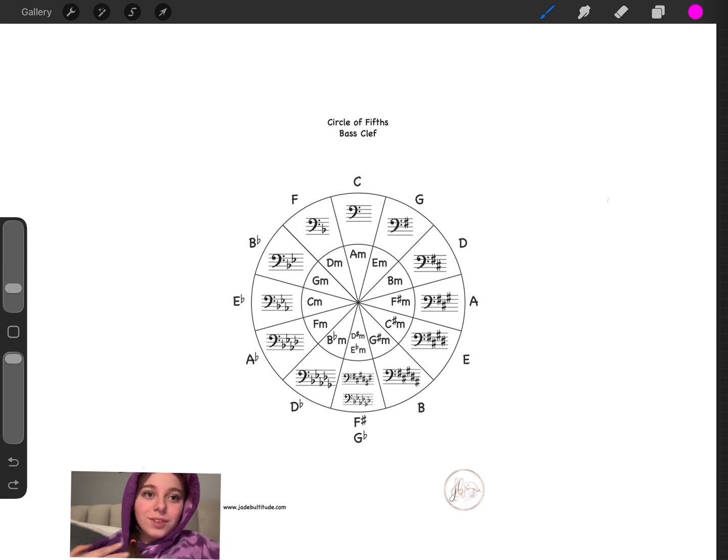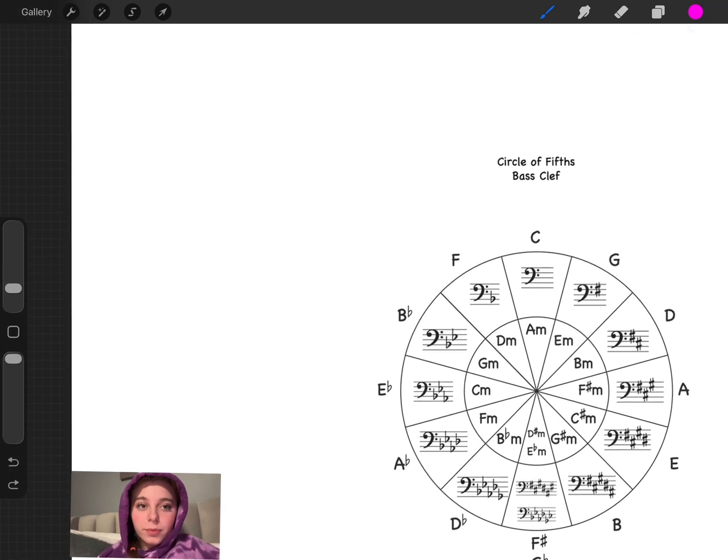I chose bass clef because that's my first clef I learned. Usually treble clef is everything, so I figured I would do bass clef this time. Good practice for those of you who haven't learned it. So, how you use it, just as this is shown: you look at the key signature, and then you'll see the major on the outside and the minor key on the inside.